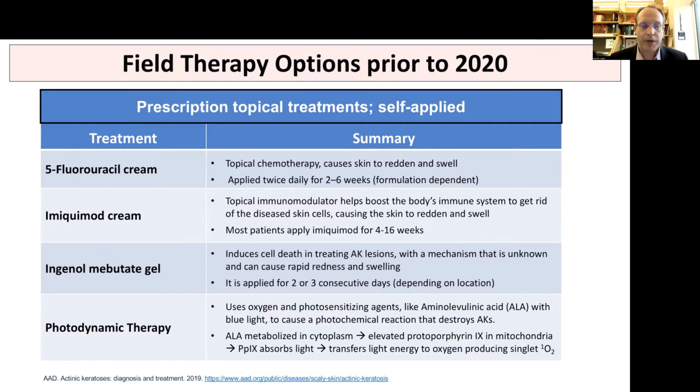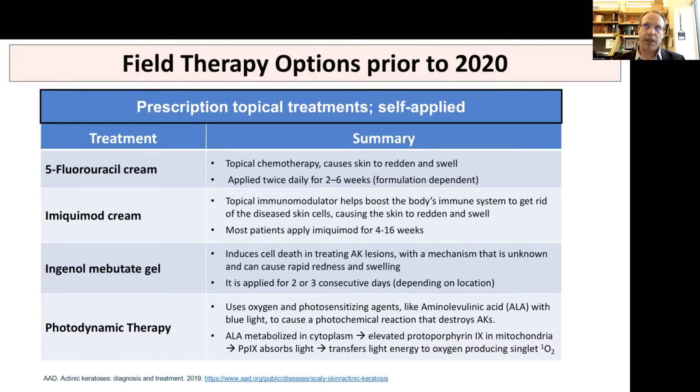Similarly, imiquimod cream is used topically to treat fields of actinic keratoses. It's a topical immunomodulator targeting toll-like receptor 7, and it's thought to help boost the body's immune response to get rid of diseased or malignant skin cells. It's generally applied anywhere from 4 to 16 weeks, and it can cause skin to redden and swell, similar to the 5-fluorouracil. The third down is Ingenol mebutate. This is a plant-derived gel that induces cell death in treating actinic keratoses, also causing redness and swelling.